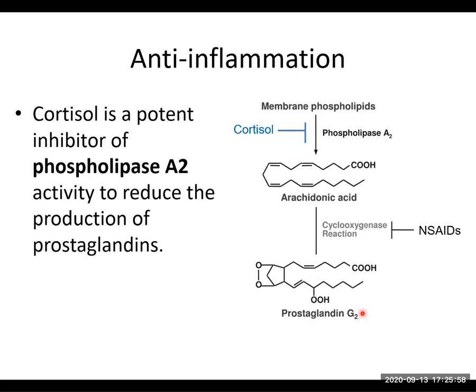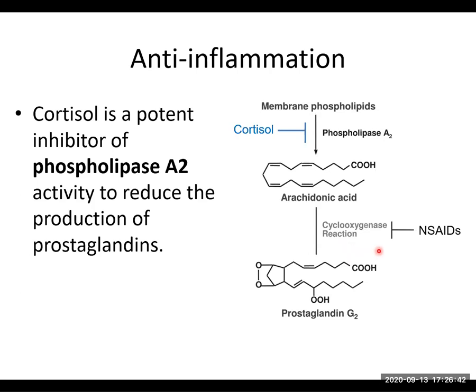And NSAID, so this pathway, the pathway to produce the prostaglandin, starts from the membrane phospholipid, which is converted to arachidonic acid through the enzyme called phospholipase A2. Arachidonic acid is then converted to the prostaglandin through this enzyme called cyclooxygenase. It's also called COX.